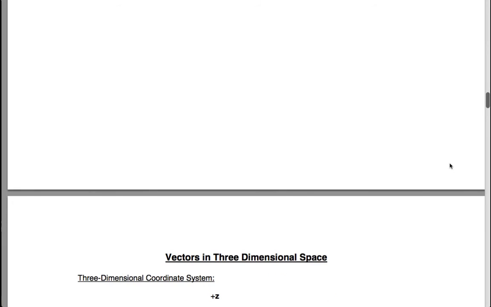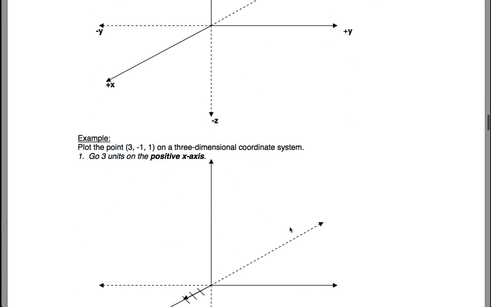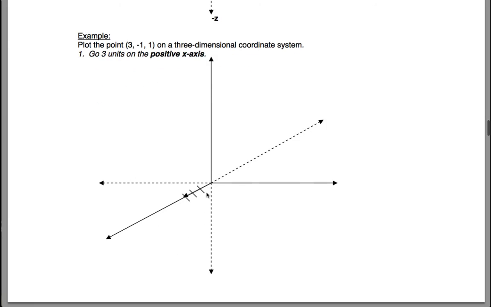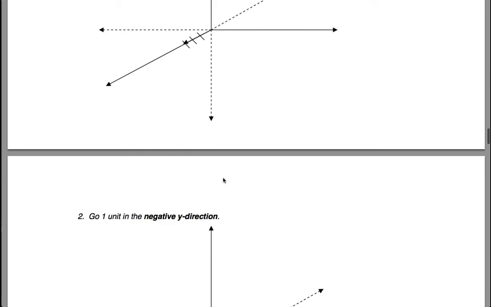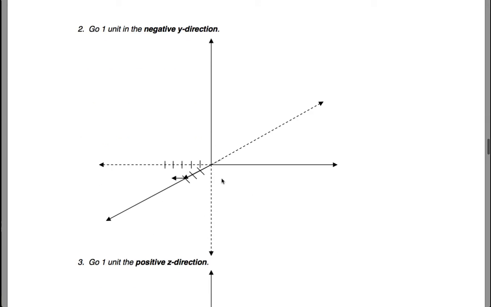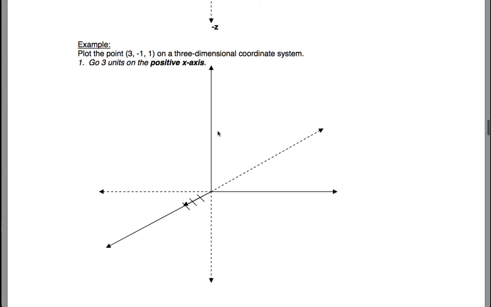Okay? So here's the 3-dimensional coordinate system. What you need to realize now is that we've gone from 4 quadrants to 4 on top and 4 on bottom. So those are octants now. And this is just showing you the different axes. I've already showed you how to do this, but here's plotting 3, 1, negative 1, 1, this point here on a 3-dimensional axis.